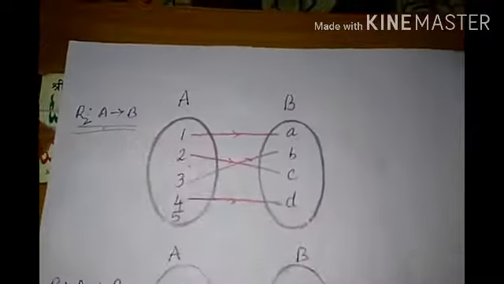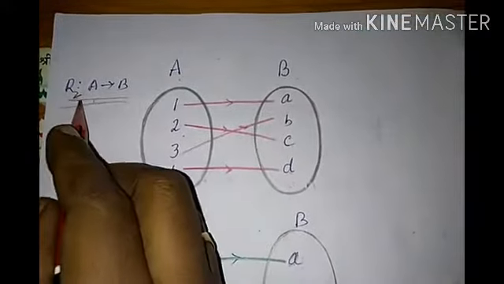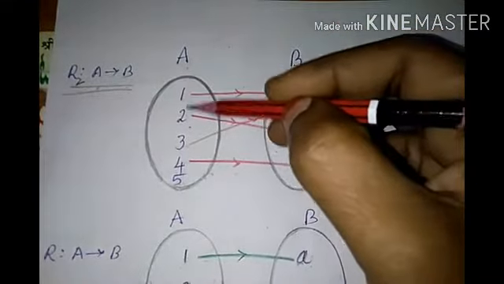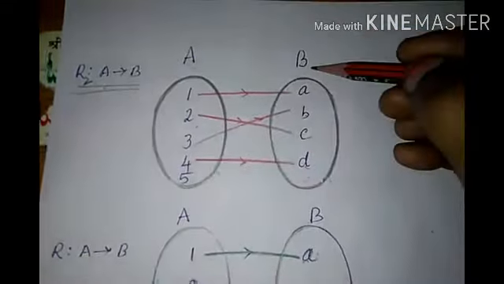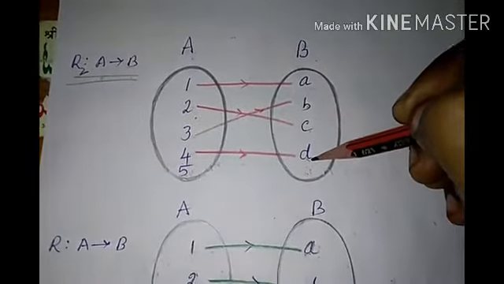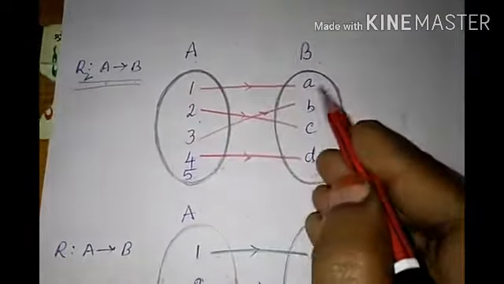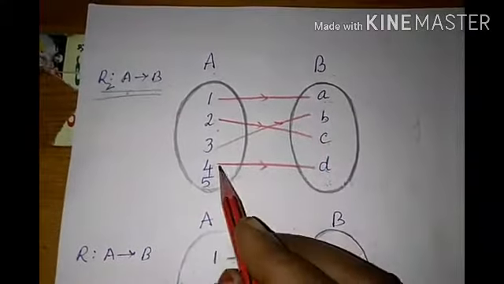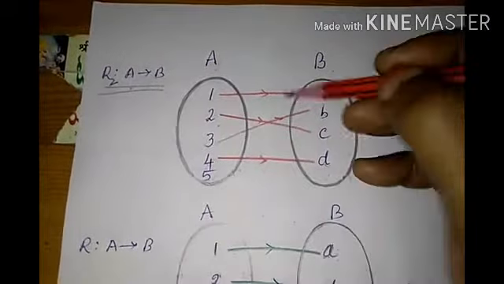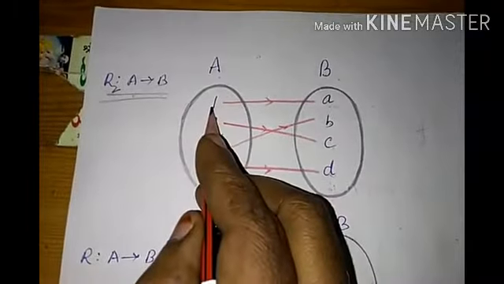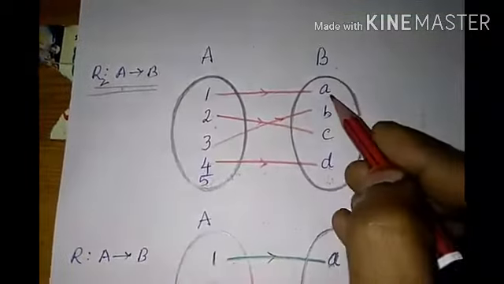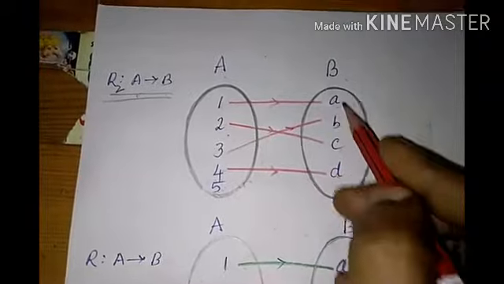Let R2 be a relation from A to B. Here I am taking a set A containing elements 1, 2, 3, 4, 5 and B containing A, B, C, D as elements. Here 1 is mapped to A, 2 is mapped to C, 3 is mapped to B, and 4 is mapped to D. Here is no problem. I am giving one input and getting one output. For each input I am getting only one output.